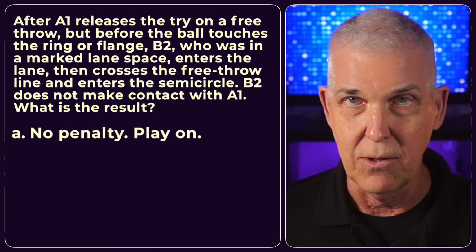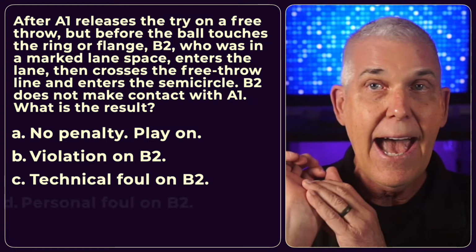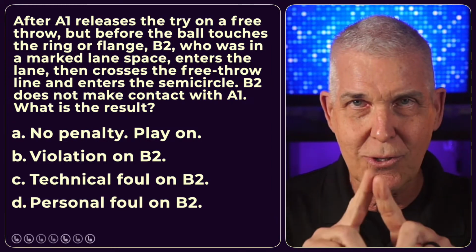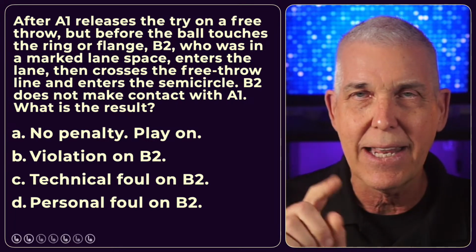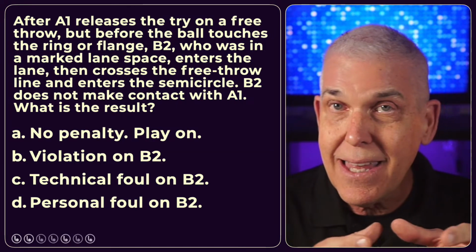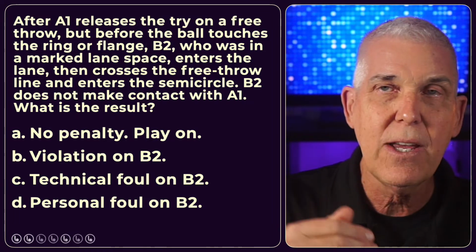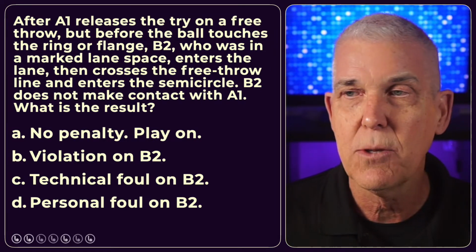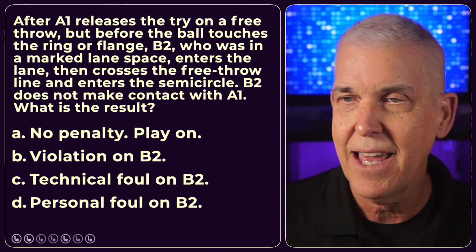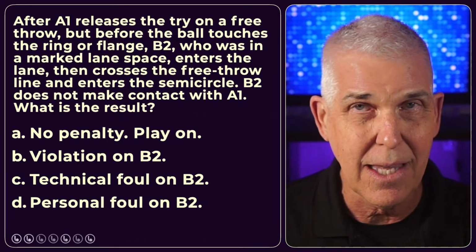What is the result? So an opponent of the thrower, after the release but before the ball contacts the ring. So we're talking about an interval while the ball is in flight. B2 legally enters the lane and then crosses the free throw line prior to the ball contacting the ring and does not contact A1. What is the result in this situation? Is this a legal play?